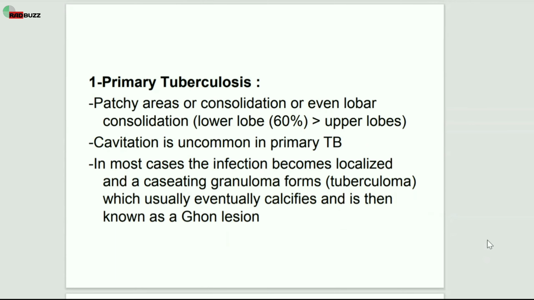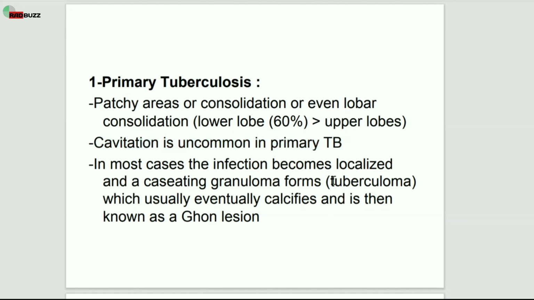First of all, primary tuberculosis has patchy areas of consolidation or even lobar consolidation. The lower lobe is more affected if there's that type of lobar consolidation. That means one lobe is involved. Cavitation is uncommon in primary TB. This is one of the main areas where you should concentrate: cavitation is uncommon, that means very rare. But in post-primary TB, meaning secondary TB or reactivation of tuberculosis, cavitation is very common.